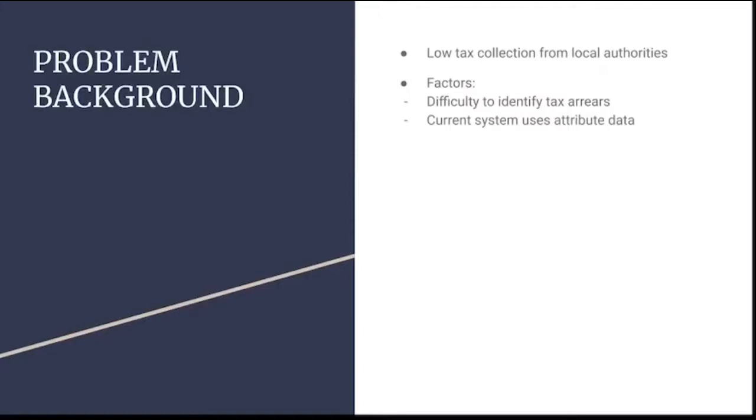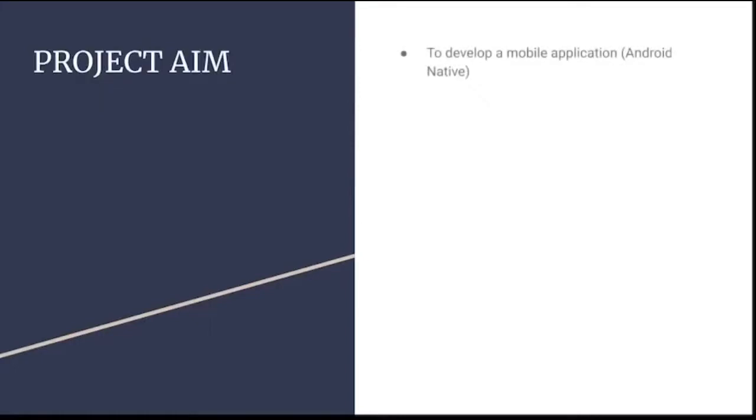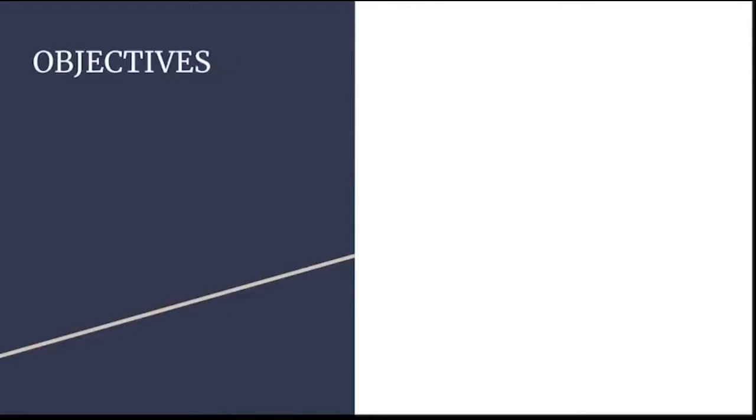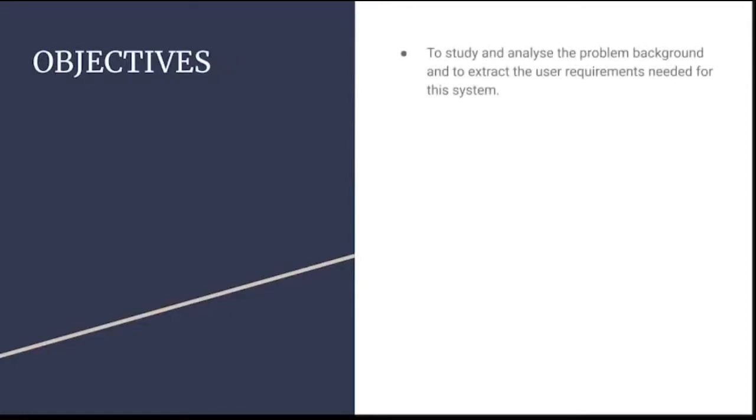In response to all of the problems that I've stated, this project is created. The aim of this project is to develop a mobile application, an Android native mobile application, where you can easily identify the location of tax areas and also extract valuable tax information through the system, which is also through the mapping that will be implemented inside this mobile application.